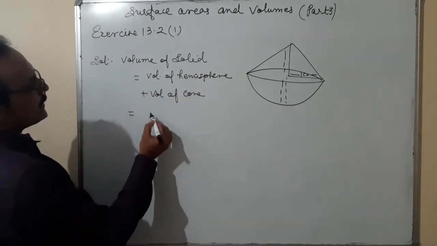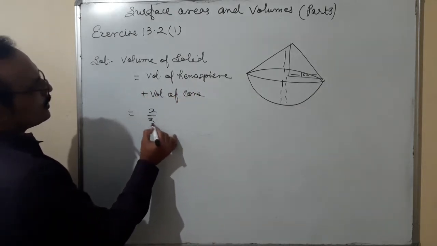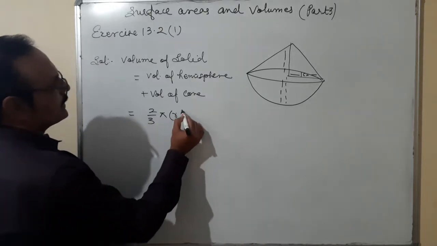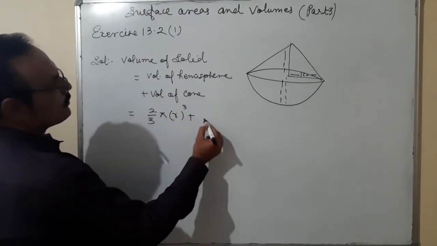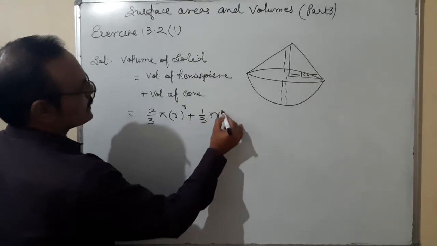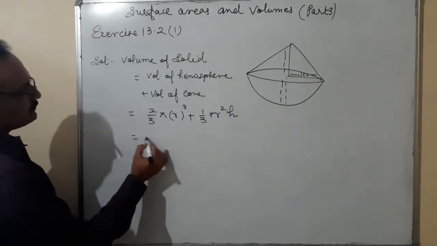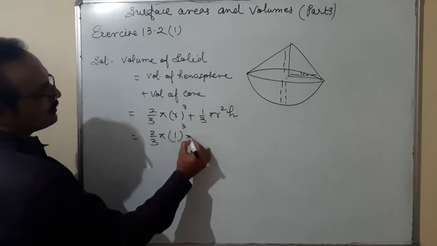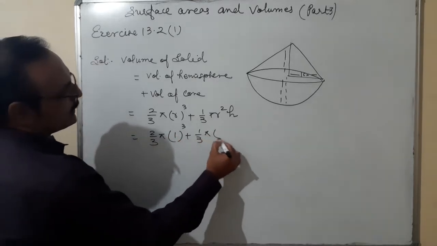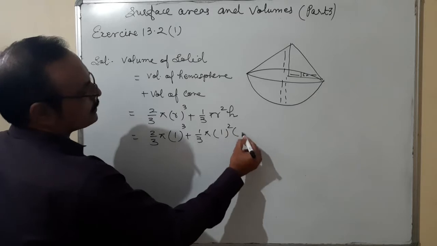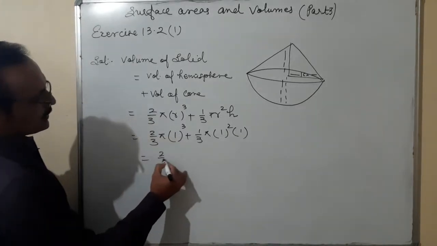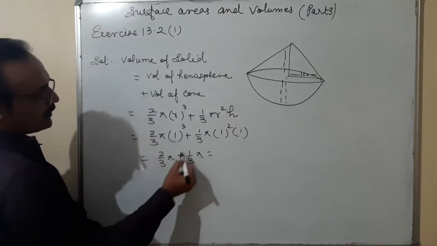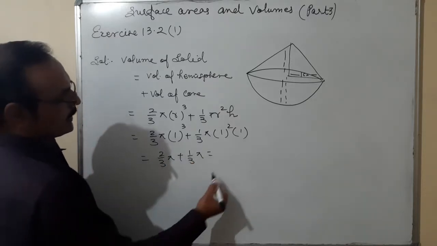Volume of hemisphere, formula 2/3 pi r cube, plus volume of cone 1/3 pi r square h. The radius is 1. So 2/3 pi times 1 cube, plus 1/3 pi times 1 square, and height is also 1. 2/3 pi plus 1/3 pi. 2/3 plus 1/3, 3/3 pi.